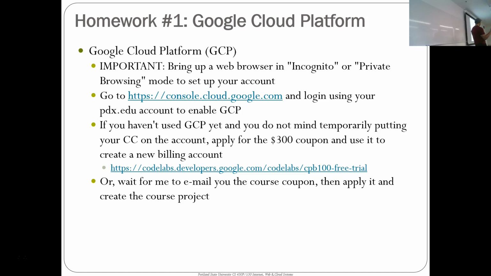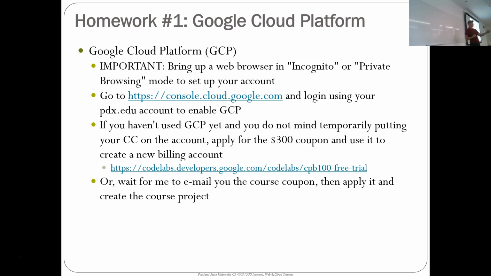You can do one of 2 things. You can wait for me to send you a coupon, and then you can add a coupon to your pdx.edu account. If you're willing to, and that'll be a $50 coupon. If you are willing to put a credit card on your Google Cloud account, they have this free trial that will give you $300 as a coupon up front. But you cannot use my coupon first and then add the $300 one. They'll know. They'll say, oh, you're already a user of Google Cloud. I'm not giving you the $300.